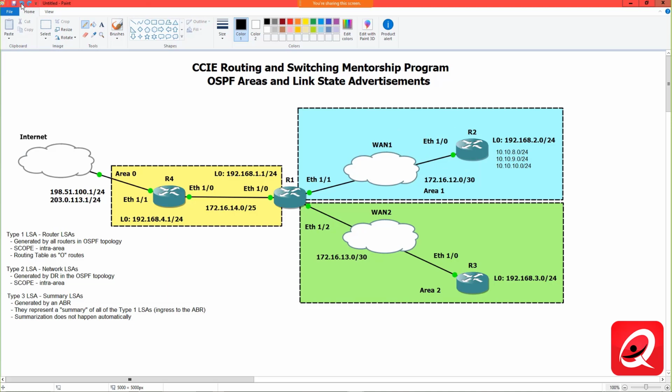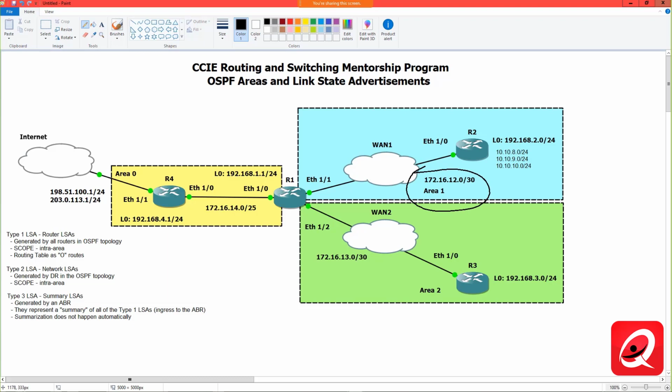Even if I chose in EIGRP to summarize on the area border router, if this was EIGRP, it's not called an area border router, and we wouldn't have multiple areas, but I would still be summarizing on the egress interface towards router 4 because that's where summaries get applied in EIGRP. In the case of OSPF, we use the area range command to identify a summary, but we have to specify the area that we're summarizing from, not the area that we're summarizing to.